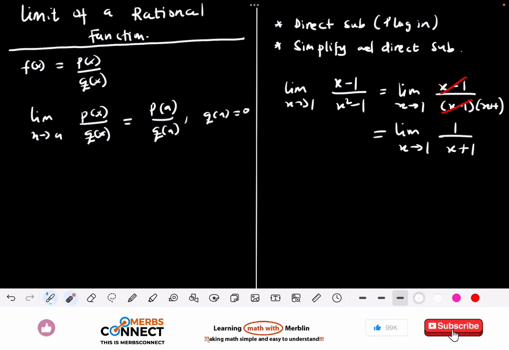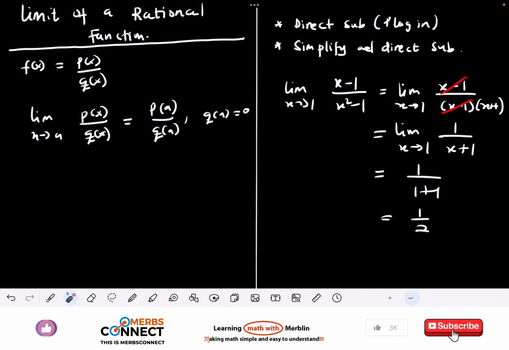And now, as we said, simplify, then what? Do direct substitution. So now let's do direct substitution and see what happens. We are going to have 1 divided by 1 plus 1, which is 1 divided by 2, which is very, very nice.